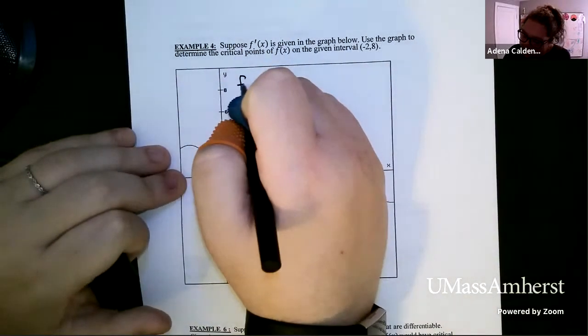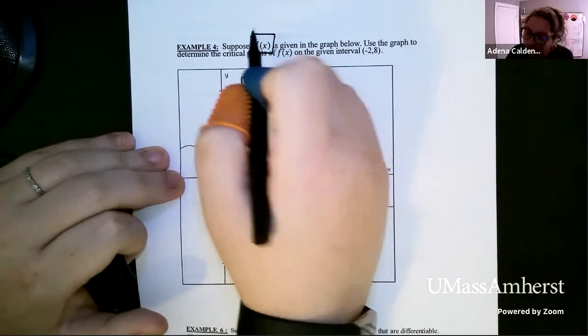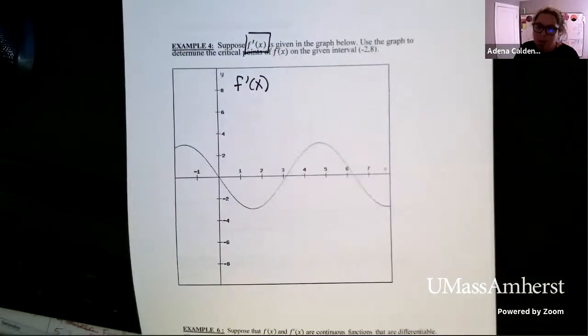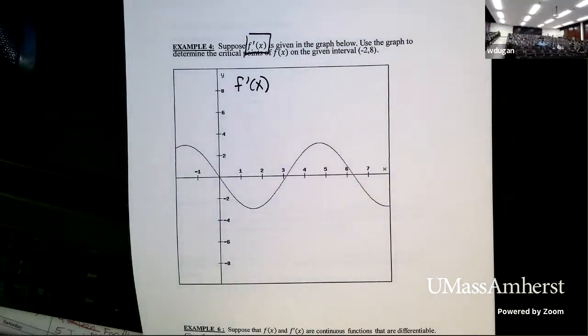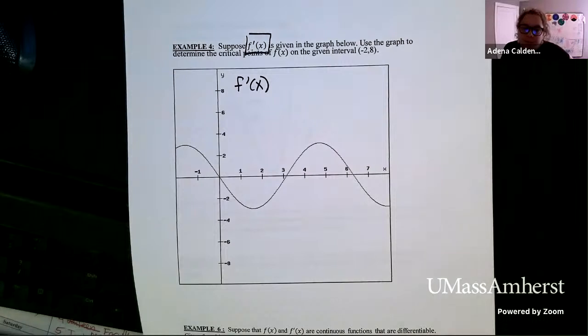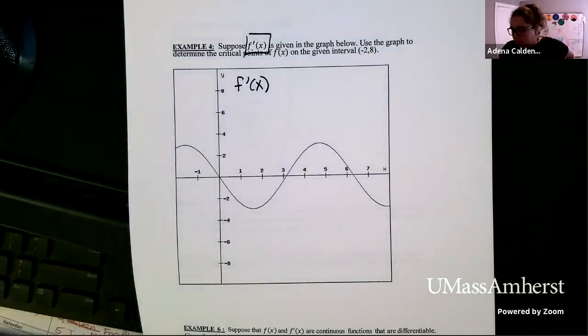What's important here is that this is a graph of the first derivative, okay? It's going to be really important that we always understand what type of information we are given. So we could have a graph of the original function. We could have a graph of the first derivative. We could have a graph of the second derivative. And that's all going to change how we look at it.